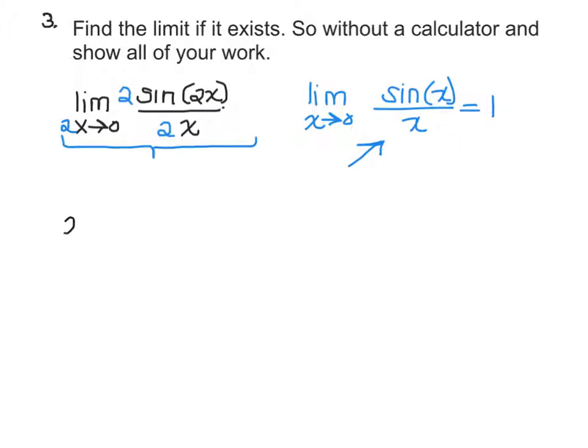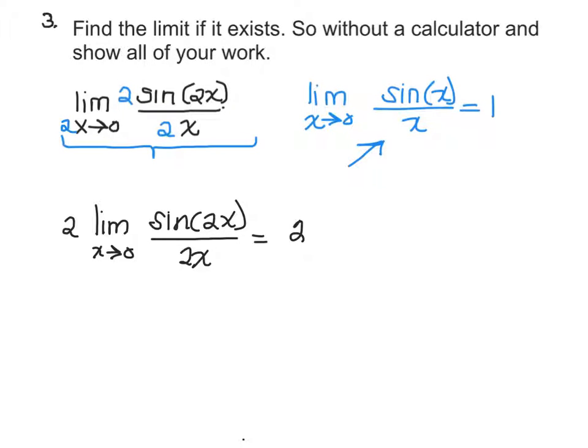I'm going to factor that 2 out that's in front of the sine and say the limit as x goes to 0, which is the same as 2x going to 0, of the sine of 2x over 2x is equal to 2 times, and of course this limit right here is equal to 1 because of this, so it's 2 times 1, and our answer is 2.